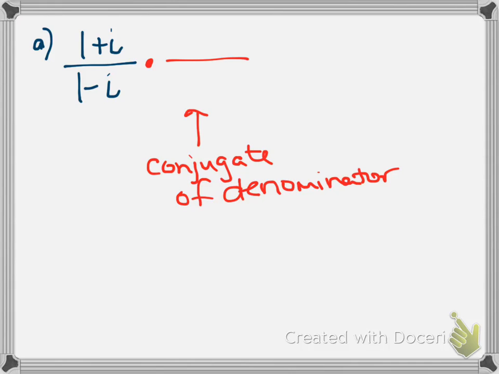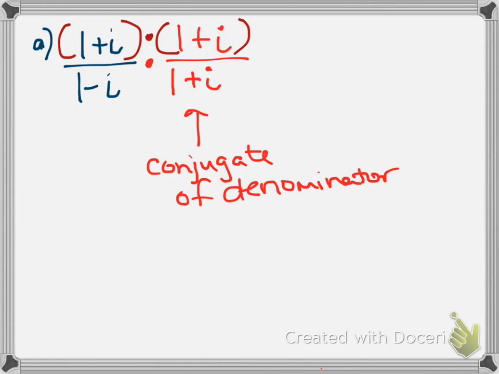So the conjugate, again, the real part stays. The imaginary part changes sign. So instead of 1 minus i, we end up with 1 plus i, and that also goes in the numerator. So now we take these two and we multiply straight across.